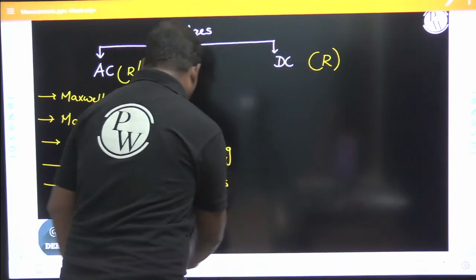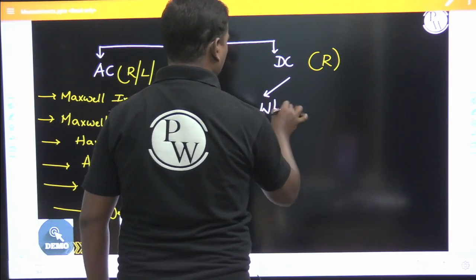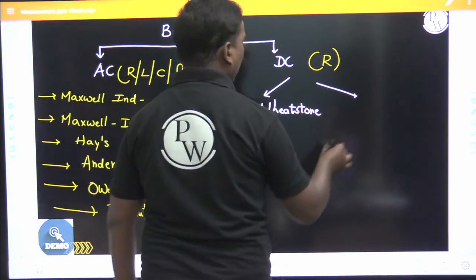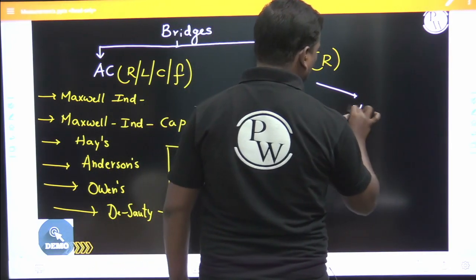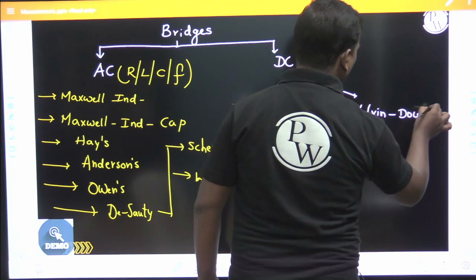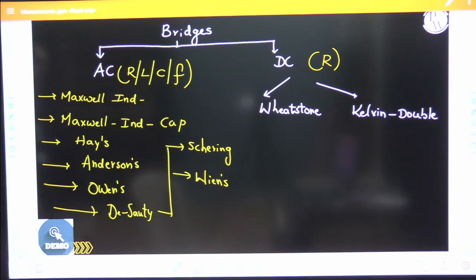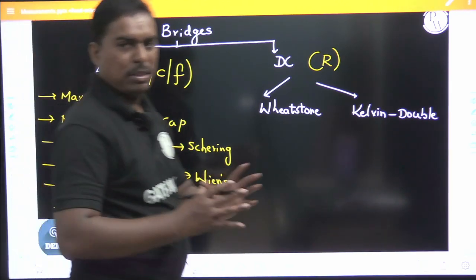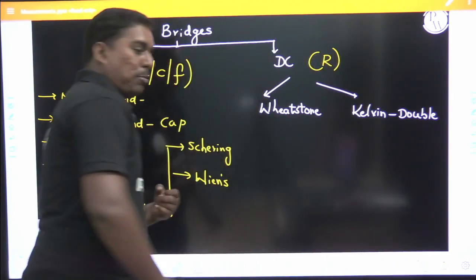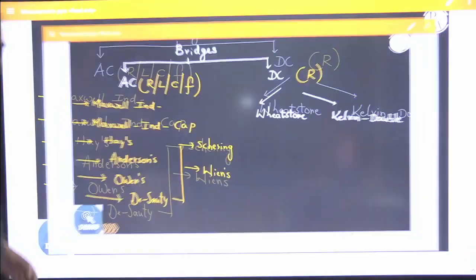And if you go for the DC bridges, we have the Wheatstone bridge and we also have Kelvin's double bridge majorly. So, these are the bunch of bridges. Understood here? These are the bridge list. Clear? So, when to use these bridges, how to remember? I will tell you the shortest technique, my dear. So, how to remember the shortest technique? Listen.